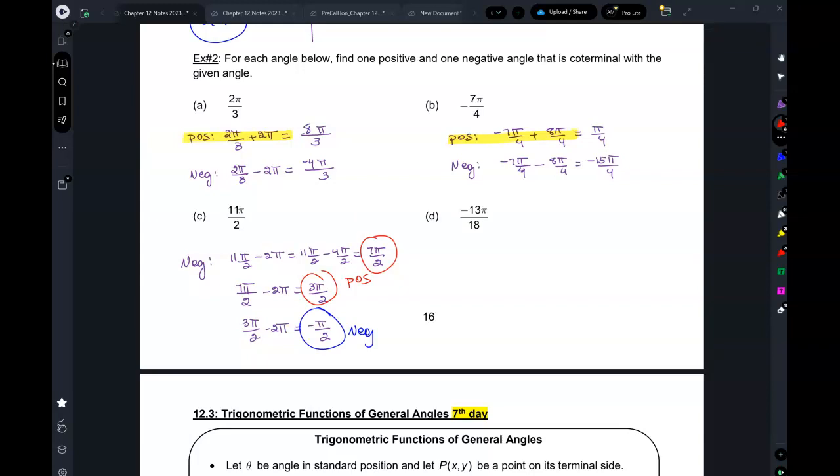All right, negative 13 pi over 18. What's the positive one? Yes, 23 pi over 18. What's a negative one? Right. Okay? All right, good.